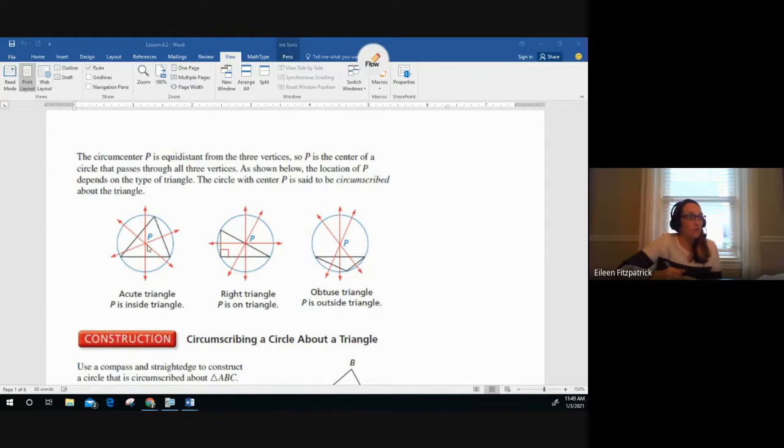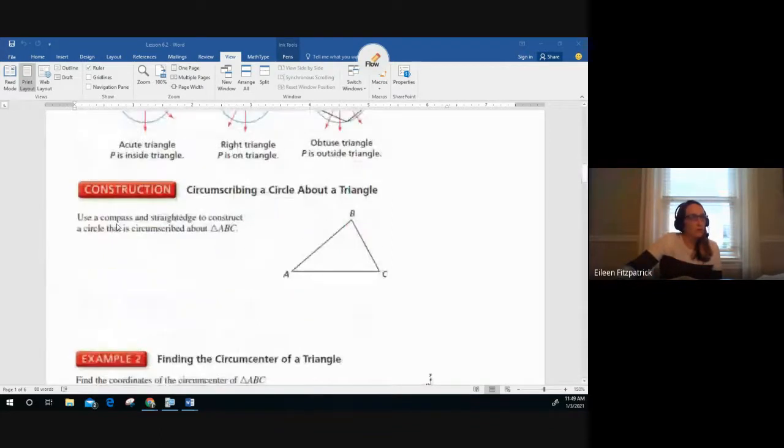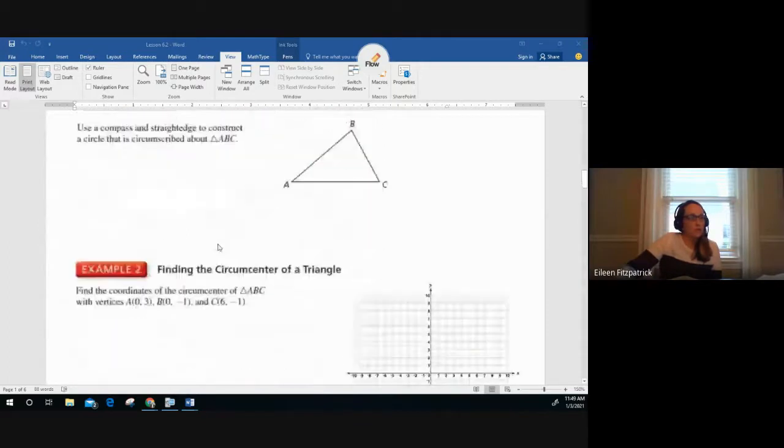Okay, for an acute triangle, P is going to be inside of your triangle. For a right triangle, P is going to be on the triangle. And for your obtuse triangle, P is going to be outside of the triangle. All right. So as shown below, the location of P depends on the type of triangle. The circle with center P is said to be circumscribed about the triangle. All right, there's a new term for you. We're going to skip the construction. We're not doing constructions today.